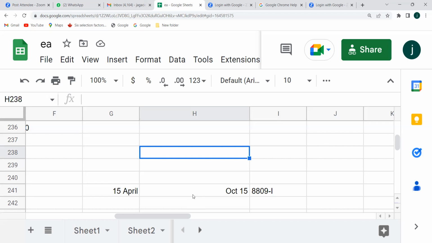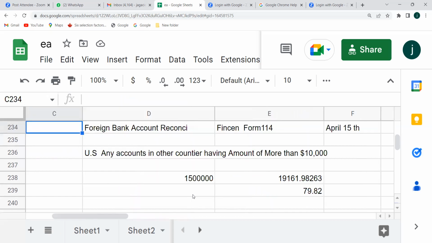The FBAR and FATCA are supposed to be filed only by US residents, US citizens or US nationals. For non-residents, FBAR and FATCA are not applicable at all. You should remember this point. Clear?